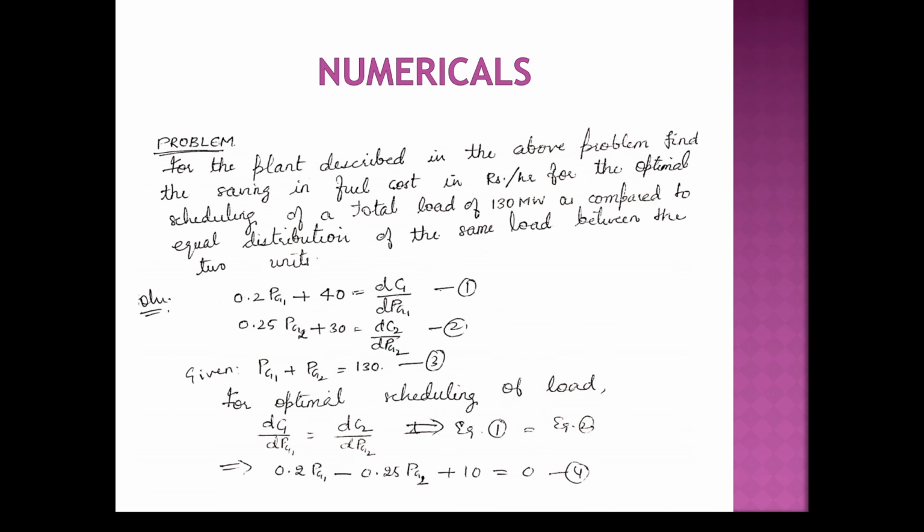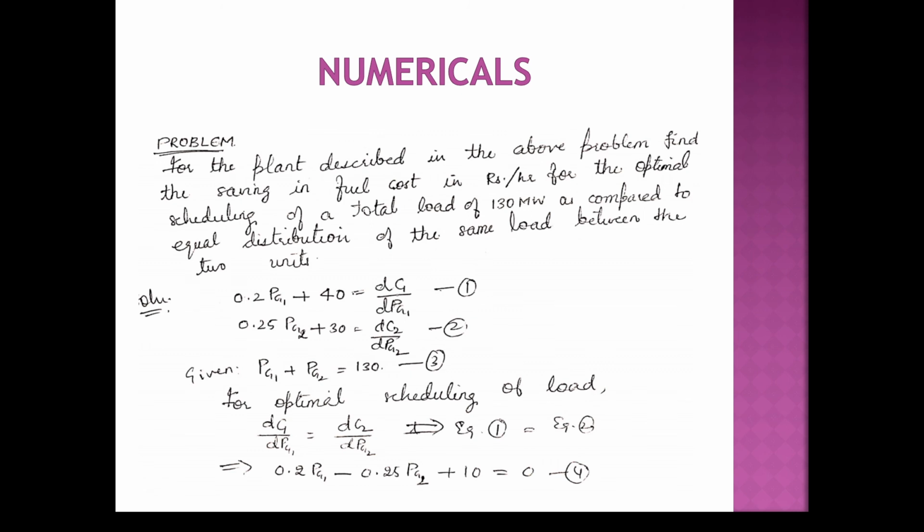For the plant described in the above problem, the same problem, find the saving in fuel cost in rupees per hour for the optimal scheduling of a total load of 130 megawatt as compared to equal distribution of the same load between the two units. So we have to find the saving in fuel cost for the optimal scheduling of total load of 130 megawatt. So 0.2 Pg1 plus 40 is dC1 by dPg1 and 0.25 Pg2 plus 30 is dC2 by dPg2, these two equations we are writing. What is given here in the equation? Pg1 plus Pg2 is 130 megawatt.